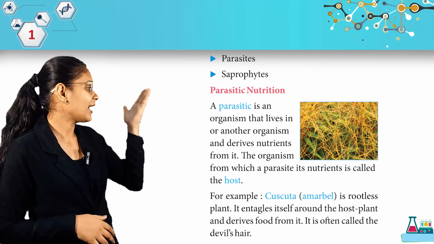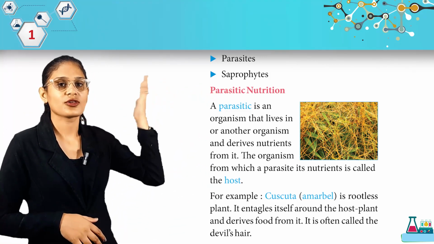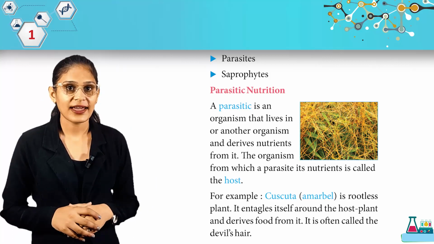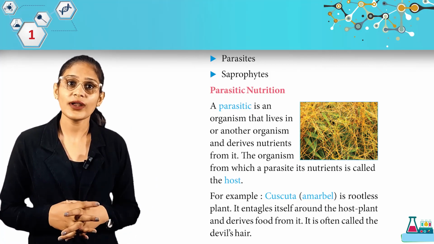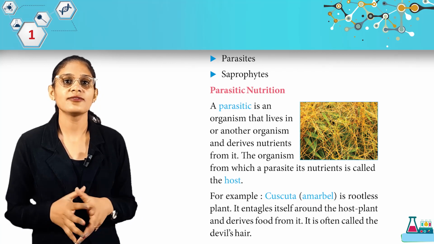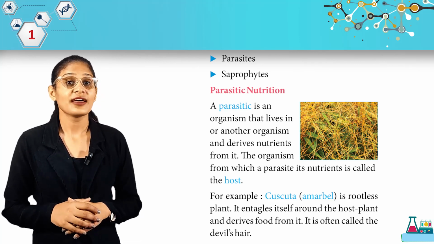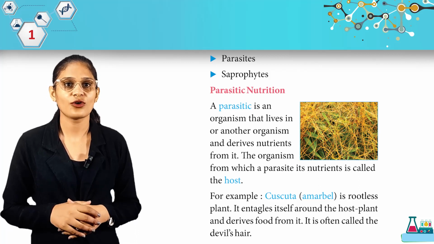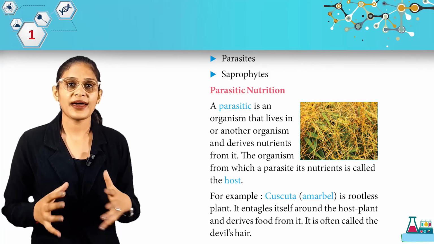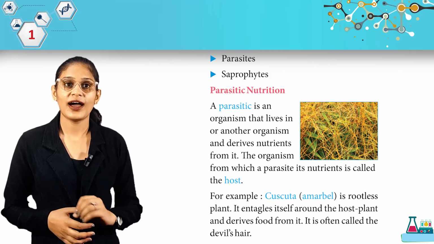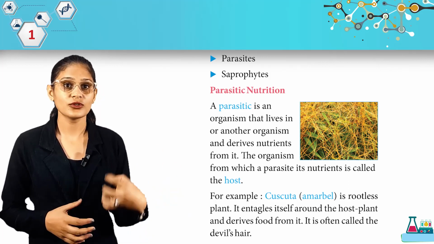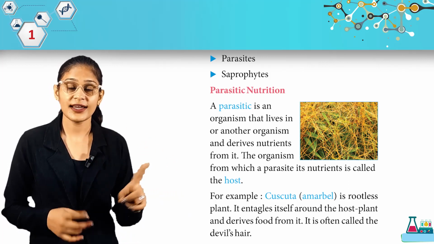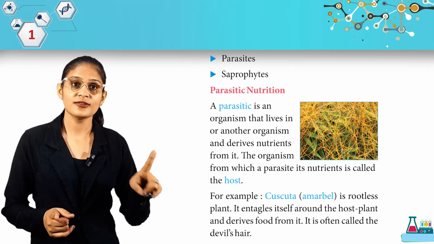Look here, we have parasitic nutrition. A parasite is an organism that lives in or on another organism and derives nutrients from it. The organism from which a parasite gets its nutrients is called the host. So students, in parasitic nutrition, जो प्लांट दूसरे प्लांट से अब खुद को फीड करता है, that is parasite. जिससे वो फीड करता है, that is host.